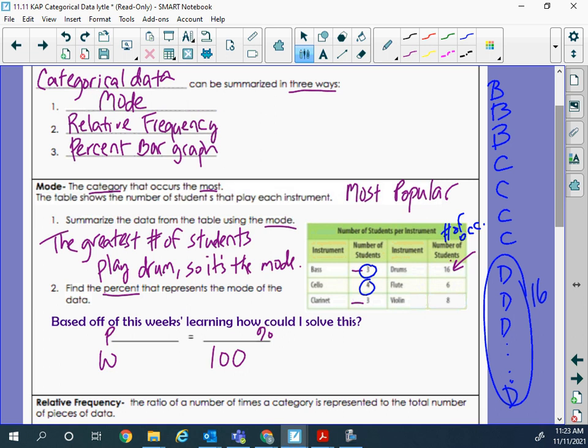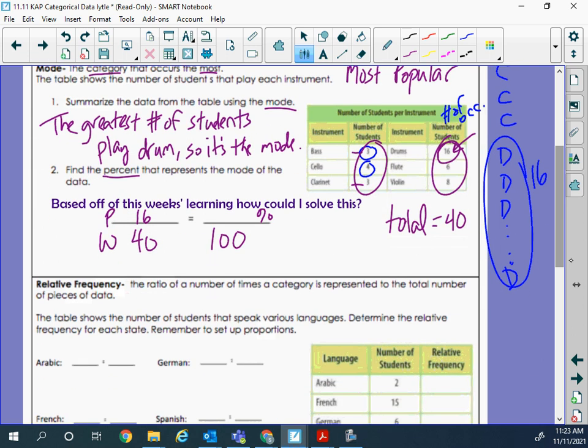We know that drums represents 16, right? Where does that go? And the part. What else do we know? Yeah, we had to add, right? We had to add all these numbers up to get a total of what? 40. Where does that number go? On the bottom. Now what? I would simplify as well. What would you divide by? 2. You could. Either you could do 2, you could do 5, you could do 4. It doesn't matter. Okay? You could do 8.